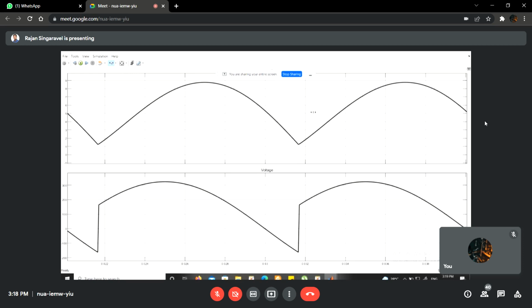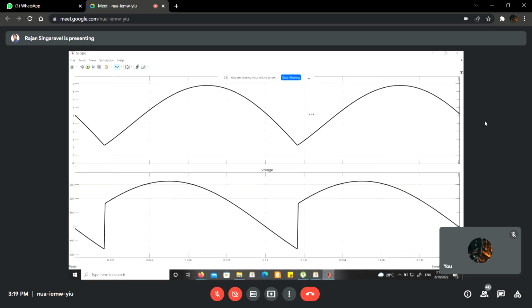So in one cycle itself, we can understand that current and voltage are both positive for some period, where the power is also positive, and for a shorter period, current is positive but voltage is negative. So now we can consider the power to be negative. It means that the power is transferred from the load side to the source side.